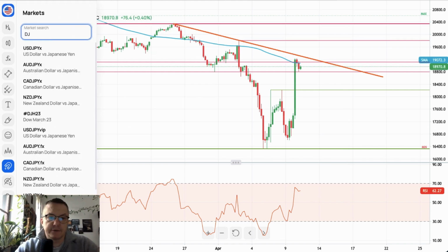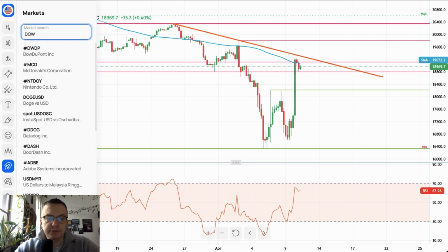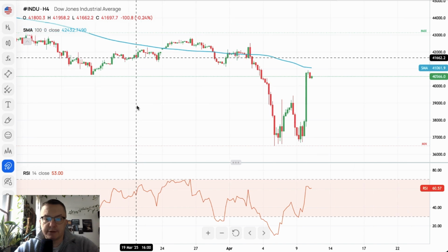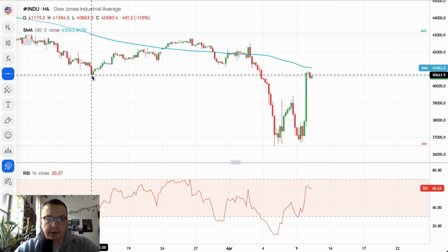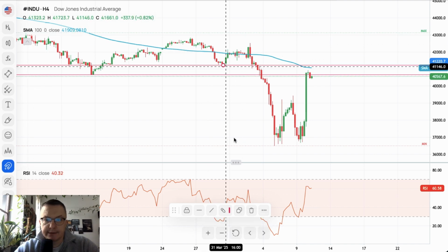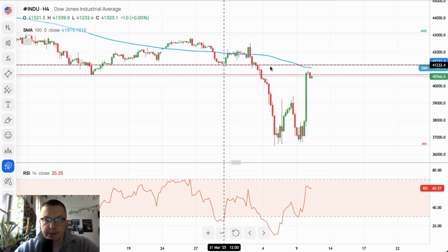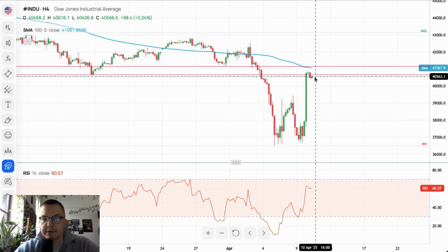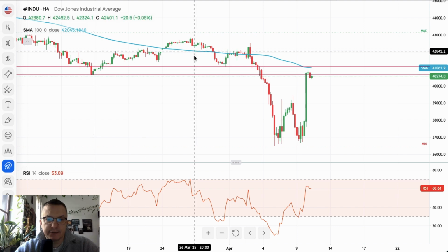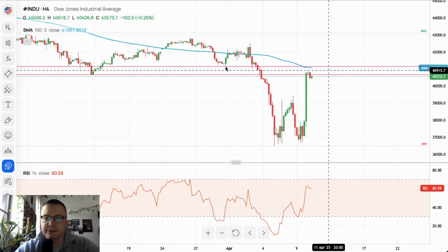Let's take a look at the Dow Jones Industrial Average. So maybe Dow. So that's the Indu, and the situation on the Dow Jones Industrial Average is almost the same. We went towards the level of 40,573. We tested this level, and we are still below this level right now. There is a zone 40,500, 40,000, 40,673 and 41,146. This is the zone.